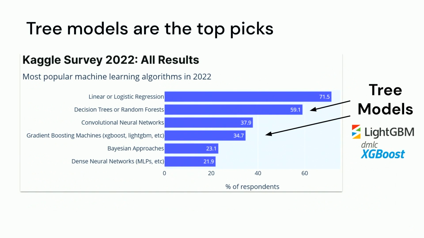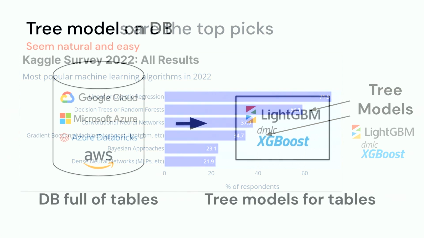On the other hand, tree models are the top choice for these tabular datasets in databases. This is the Kaggle survey last year asking people what are the most popular machine learning algorithms you use on a daily basis. Among all these models, tree models like decision tree, random forest, and gradient boosting take the lead. In response, machine learning libraries have developed LightGBM, XGBoost, these specialized libraries for user-friendly API and single-node competitive performance.